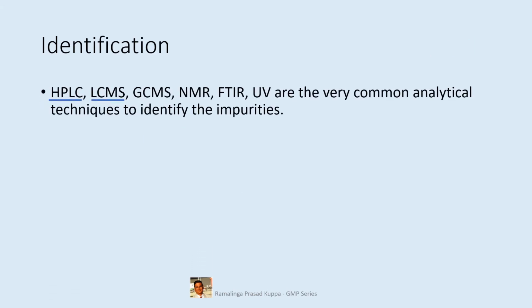HPLC, LCMS, GCMS, NMR, FTIR, UV are the very common analytical techniques used to identify the impurities. Let us see how identification of impurities is done. HPLC provides information on the retention time of the impurity peak, which is specific to a certain impurity under certain conditions of the analytical method. HPLC coupled with MS will provide information on the total mass of the molecule. It is the same principle in GCMS also.